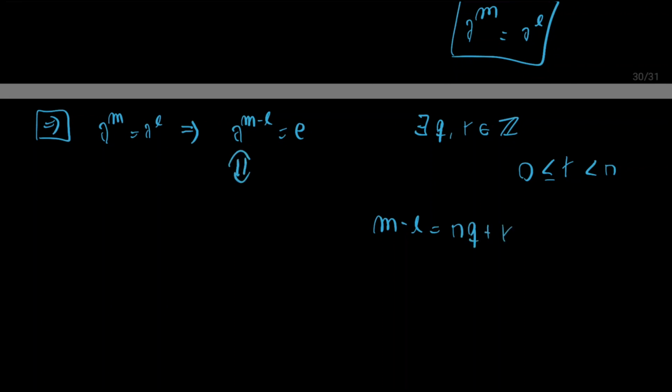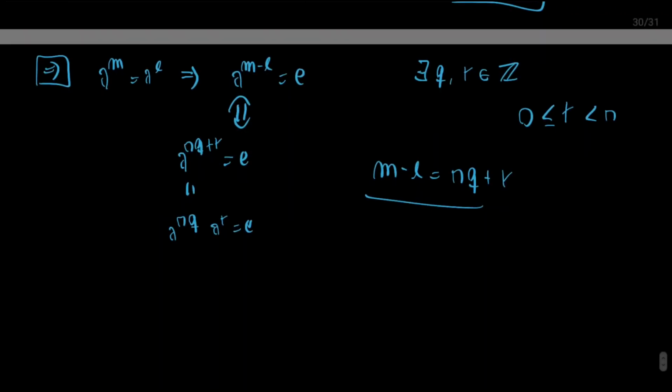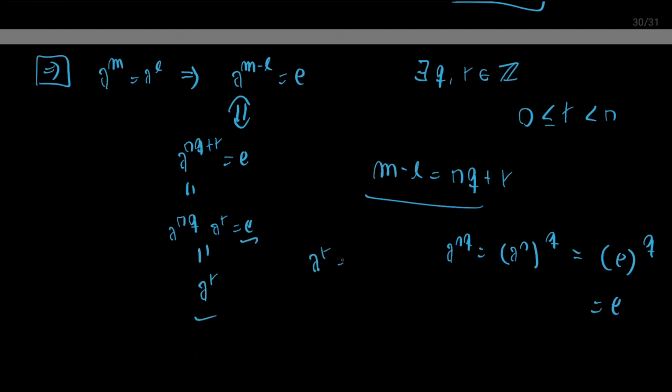Now rewriting this expression using this equation here, this yields a to the n times q plus r is equal to e. In other words, a to the n times q times a to the r is equal to e. Okay, but a to the n times q is just equal to a to the n to the q. But that again is the identity to the q, which is the identity. So this reduces to a to the r alone. And so the equation that we have now is a to the r is equal to e.